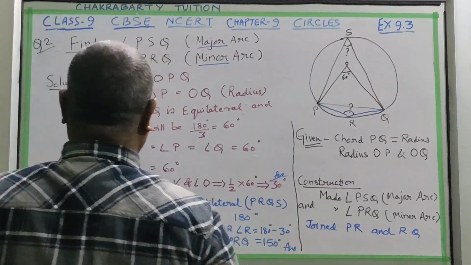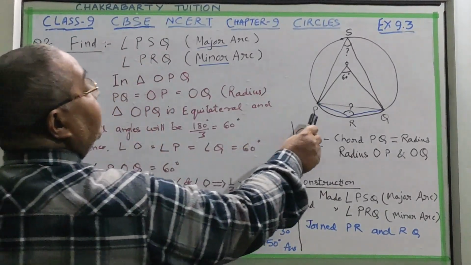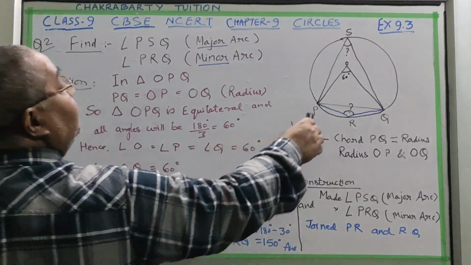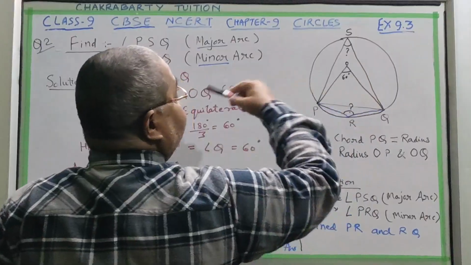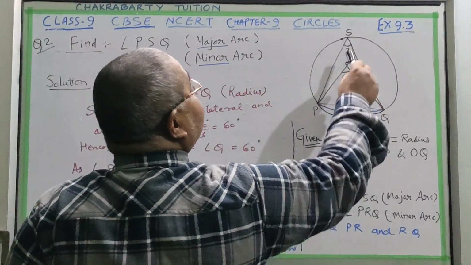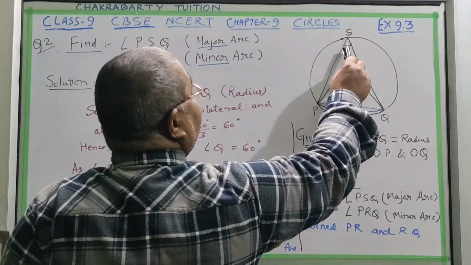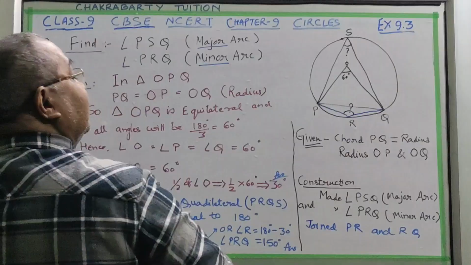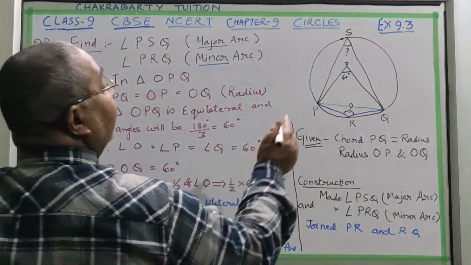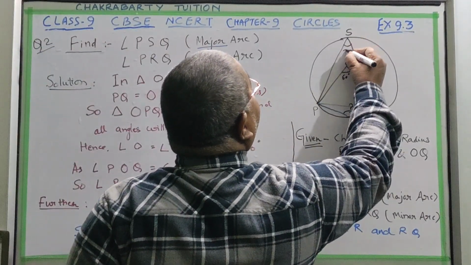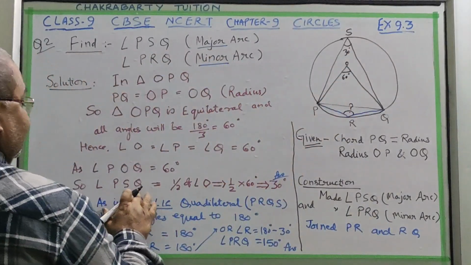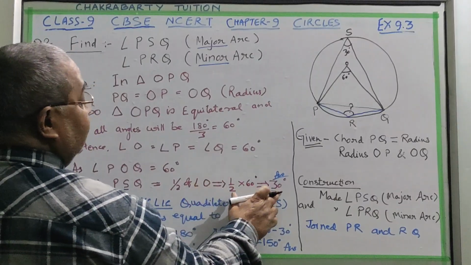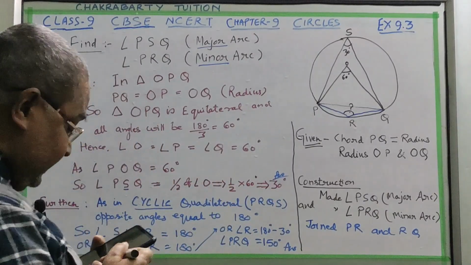Now as angle POQ is 60 degrees, the angle PSQ will be its half. The previous theorem we have proved: the angle subtended by an arc at the center is double the angle at the circle. So it will be half, which means angle S will be 30 degrees. So you have calculated angle PSQ, half of angle O, so it is 30 degrees. Up to this point it is clear, I think.